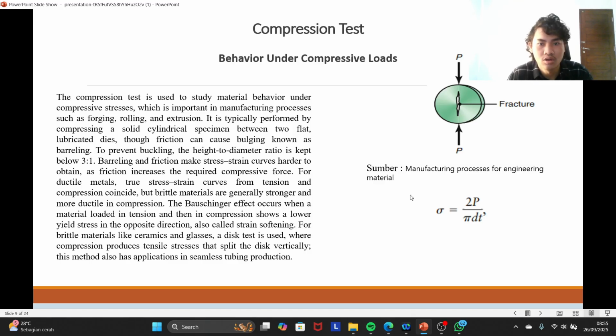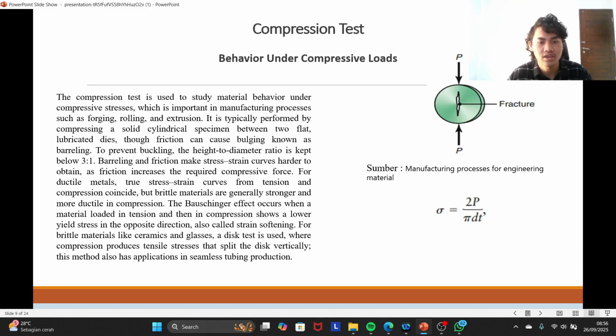Okay, next the compression test. The compression test is used to study material behavior under compressive stress, which is important in manufacturing processes such as forging, rolling, and extrusion. It is typically performed by compressing a solid cylindrical specimen between two flat, lubricated disks.